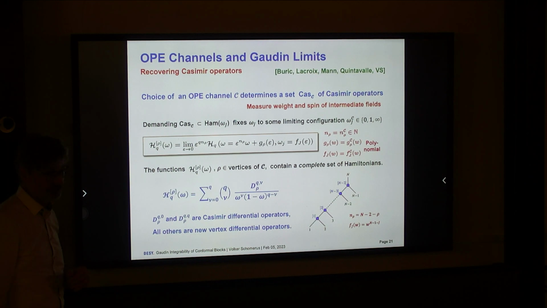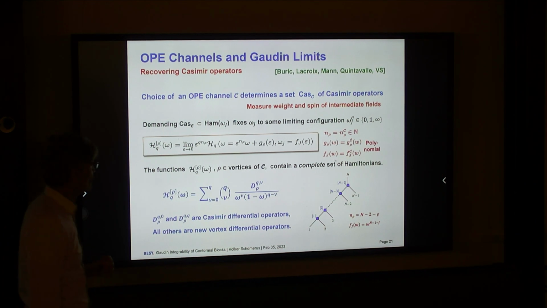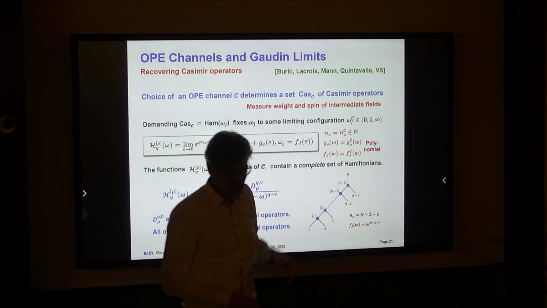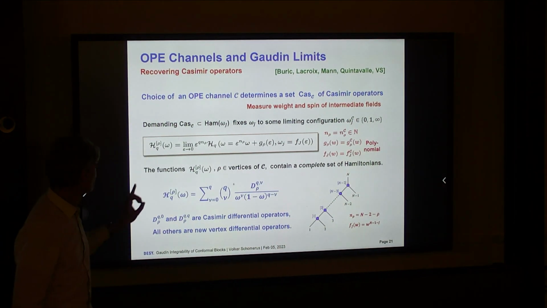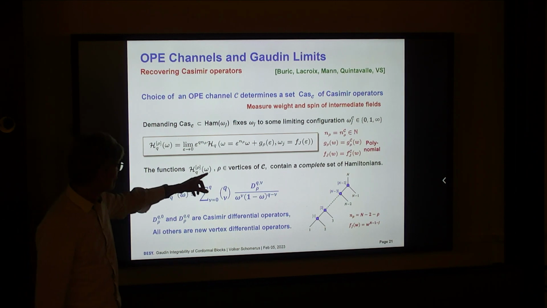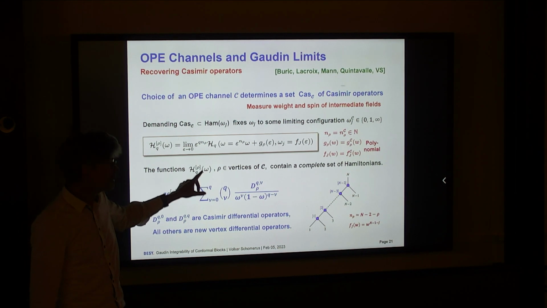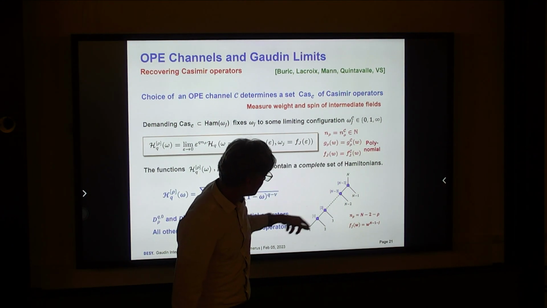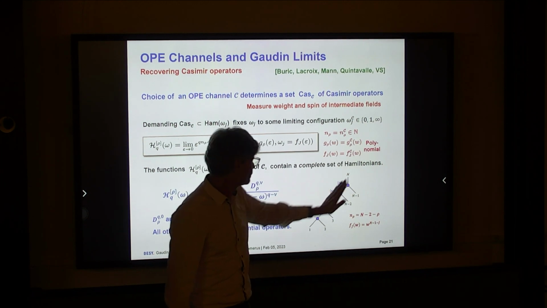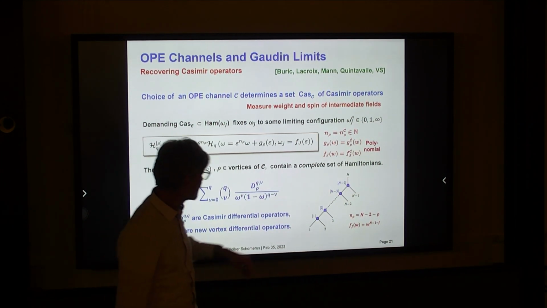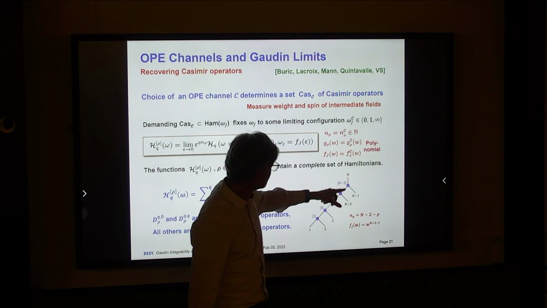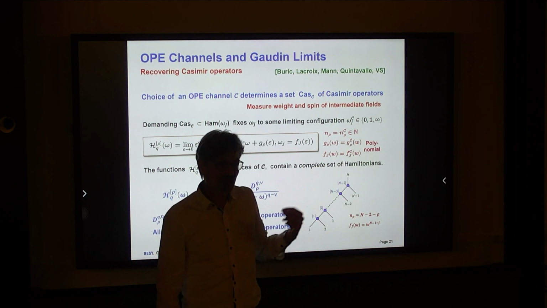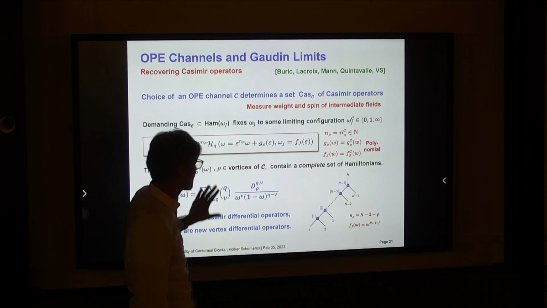Is the order of limits important, or is it...? Yeah, so it's very important how you do this limit. The way it's done is that you introduce some new set of Hamiltonians. I don't want to go into details, but you represent your OPE in a planar rooted tree diagram, and then there's some prescription how to associate to all the vertices, the blue dots here, a new Hamiltonian, which is now independent of any parameters.